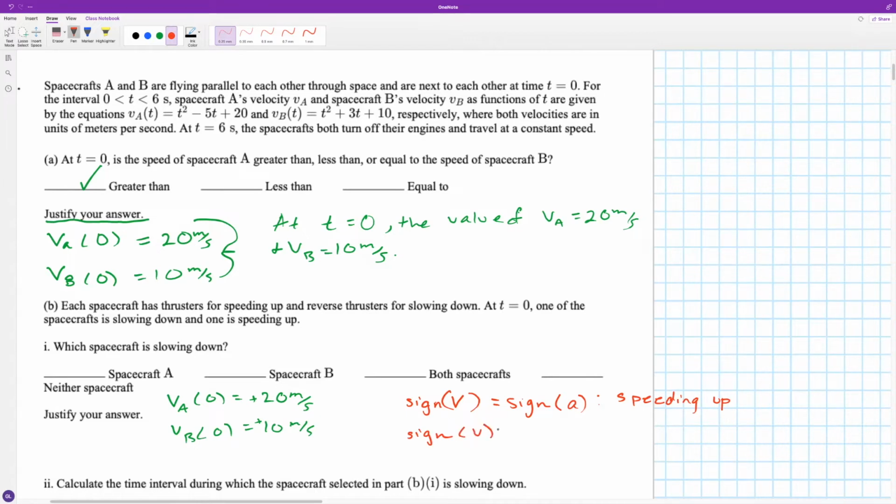So the sign of the velocity is opposite, or, my goodness, I need to slow down. Opposite the sign of the acceleration, then that tells us that we are slowing down.